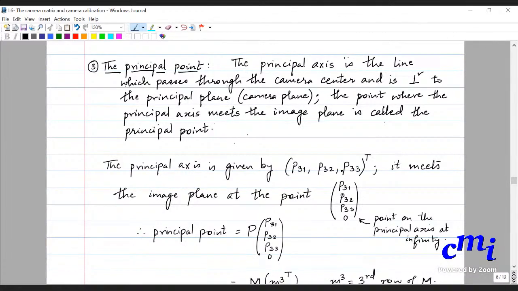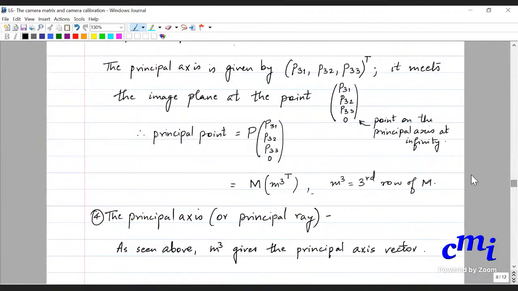So that is why we are saying that the principal axis is given by (P31, P32, P33) transpose. It will meet the image plane at this point, because this is the point on the principal axis at infinity. Now you apply P to this. Remember how P is: P is this 3 by 3 matrix M and a fourth vector P4. If you are applying it to a vector whose fourth component is 0, then it's essentially the same as just applying the first 3 by 3 matrix.